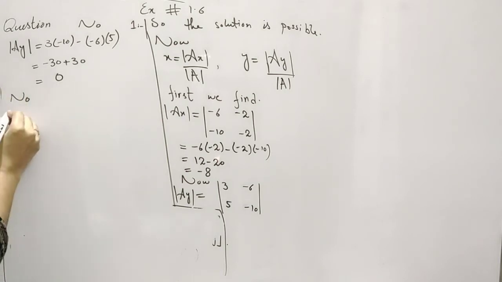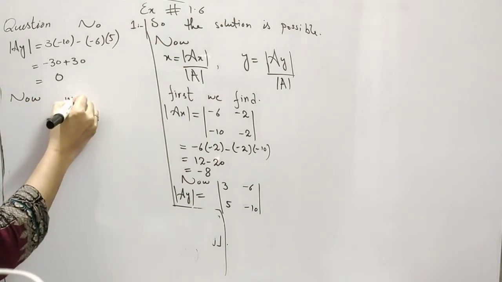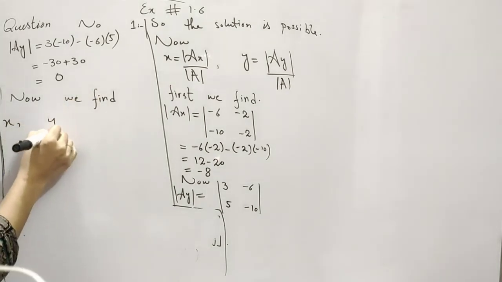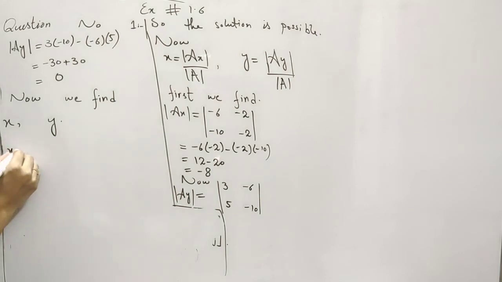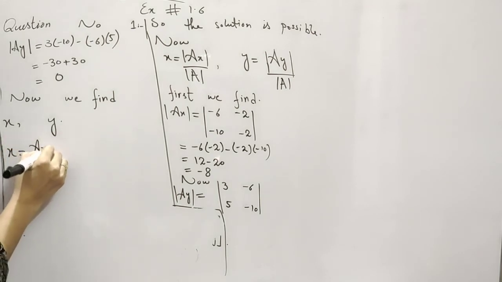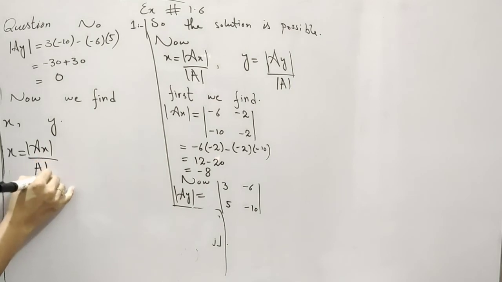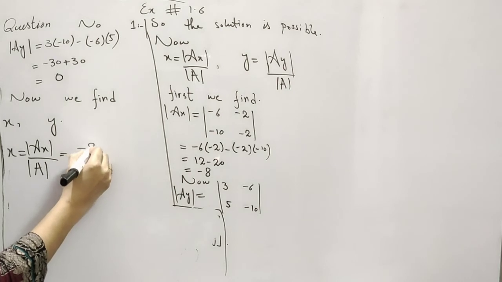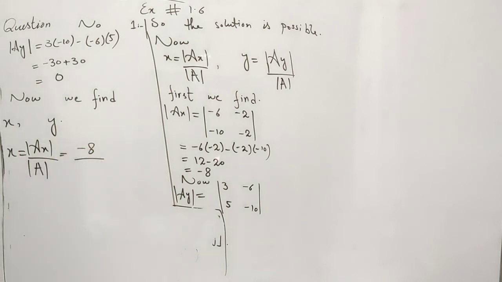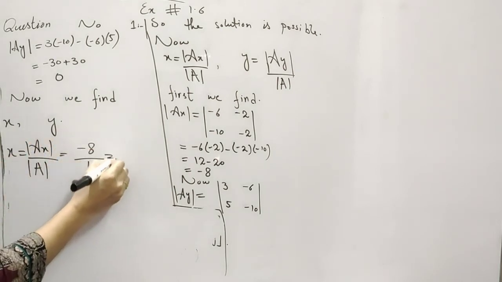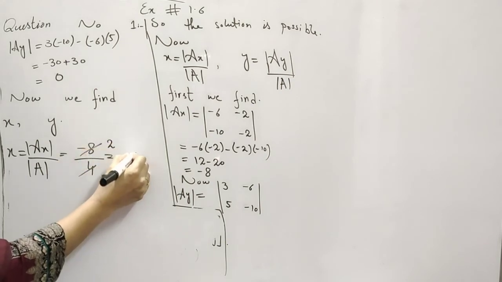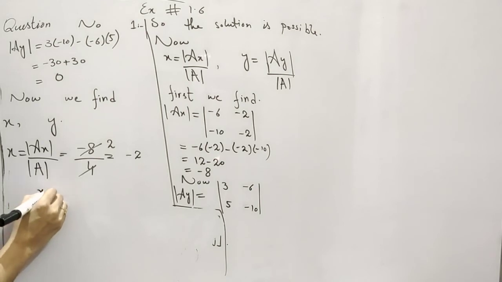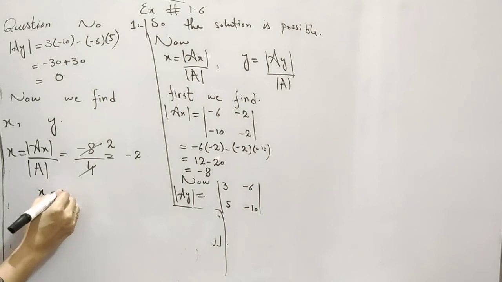Now we find the values of x and y. So x is equal to determinant of A_x over determinant of A. Put the value of determinant of A_x, which is minus 8, and put the value of determinant of A, which is equal to 4. So this is equal to minus 2. So we can say that x is equal to minus 2.